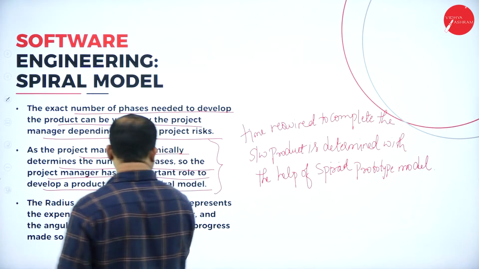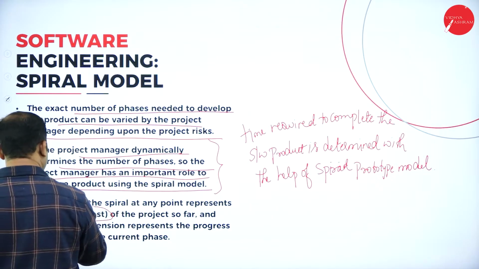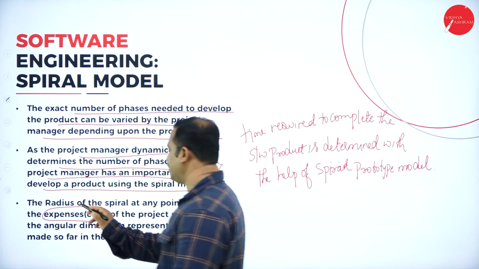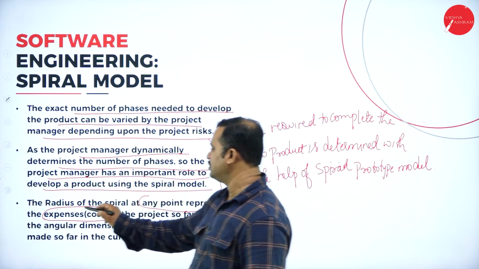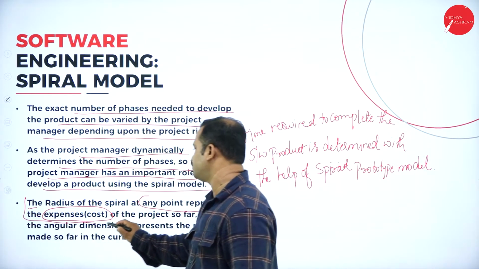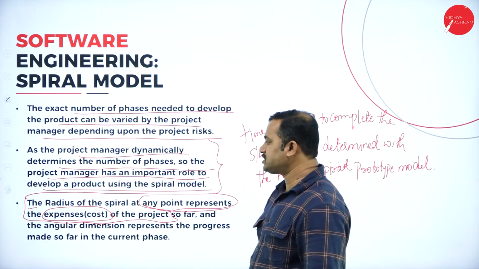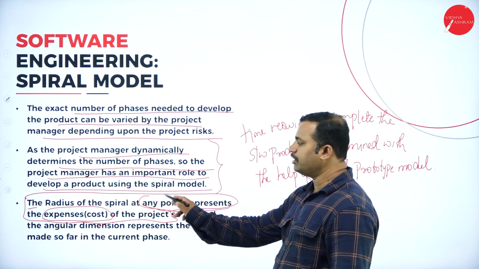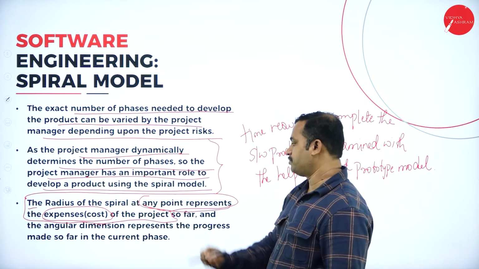The radius of the spiral at any point represents the expenses or costs. Please note this, it is very, very important. At any point it represents the expenses. The radius of the spiral at any point represents the expenses in terms of cost or budget of the project.